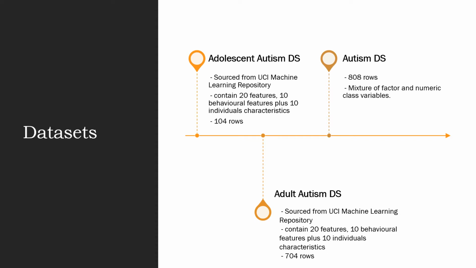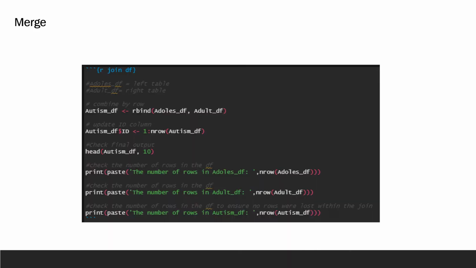The number of rows in the adolescent data frame was 104, with the adult data frame having 704 rows. In total, the merged data frame has 808 rows. As both data sets have the same attributes, combining by rows using rbind has been chosen as the merging method. This will take the sequence of data frame arguments and combine by rows. An index row was also created as a unique key within the data frame.